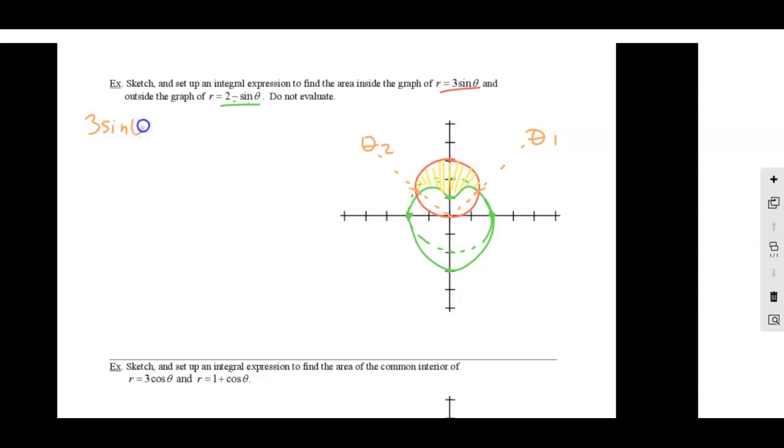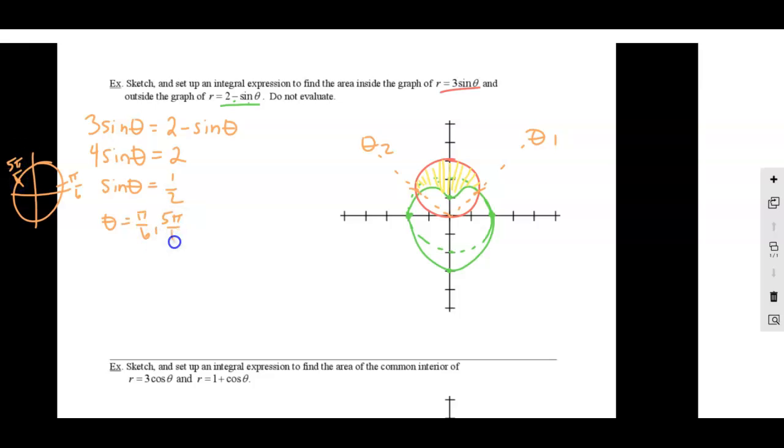3 sine theta is going to equal 2 minus sine of theta. Add that over. So we got 4 sine theta equals 2. Divide by 4. Sine of theta equals 1/2. The sine being 1/2, there's 2 angles on the unit circle. There's pi over 6. And then the other one over here would be the 5 pi over 6. So there we go. We got the intersection points. This one is going to be the pi over 6 angle. And then this one is the 5 pi over 6. So then we're pretty much ready. We're just going to take the big area and subtract the little area.